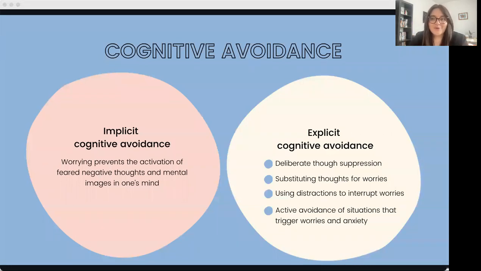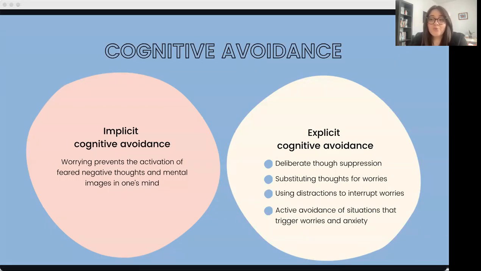Lastly, we have cognitive avoidance. And that cognitive avoidance is basically just the avoidance of threatening cognitive or emotional stimuli. So there are two types of cognitive avoidance in generalized anxiety. The first is implicit cognitive avoidance, which refers to the idea that worrying in and of itself prevents the activation of feared negative thoughts and mental images in one's mind.